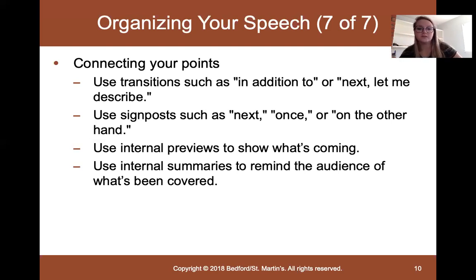So use internal summary, and then you need to use these internal summaries to remind the audience of what's been covered so they don't forget, right? It's so easy to zone out during a speech, you know, and your job is to make sure your audience does not.